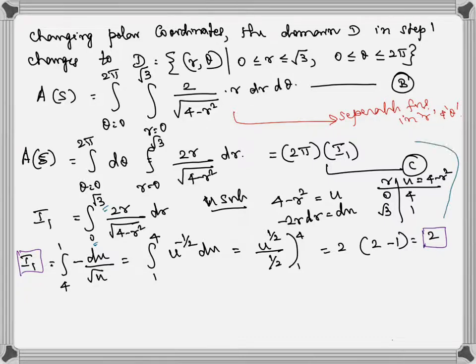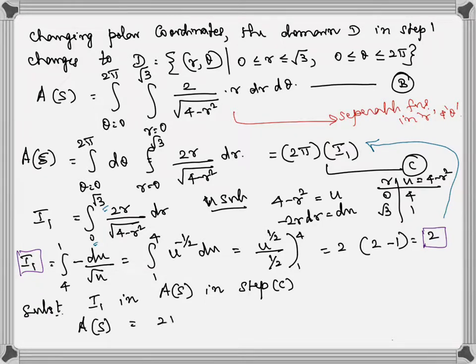So put this back into the step A of S. We get, substituting this I1 into the expression for A of S in C, A of S, or area of surface, equal to 2 pi times 2, which is equal to 4 pi.